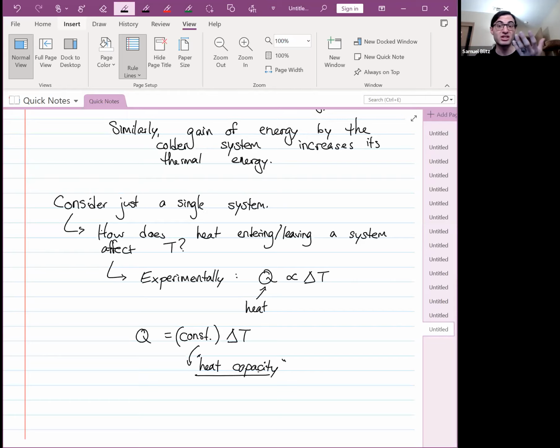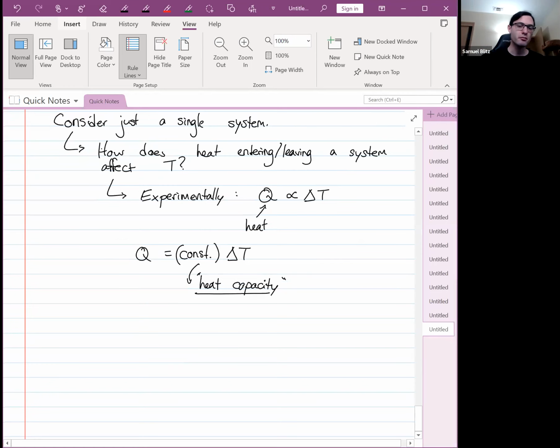It's just a different constant in front of the delta T for different ways of measuring it. Like if you're measuring it in terms of how much it takes for 1 kilogram to change its temperature by 1 degree, well, then that would be mass specific heat. And if you're talking about the heat capacity of a chunk of material, it would just be the heat capacity, and so on. There are different names, and I will go over them.